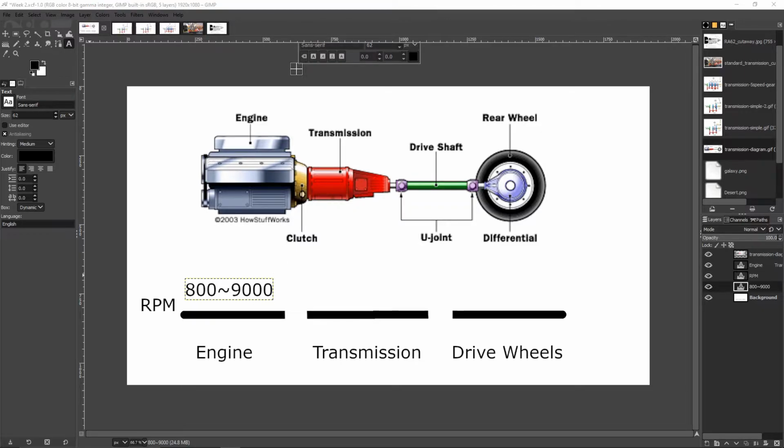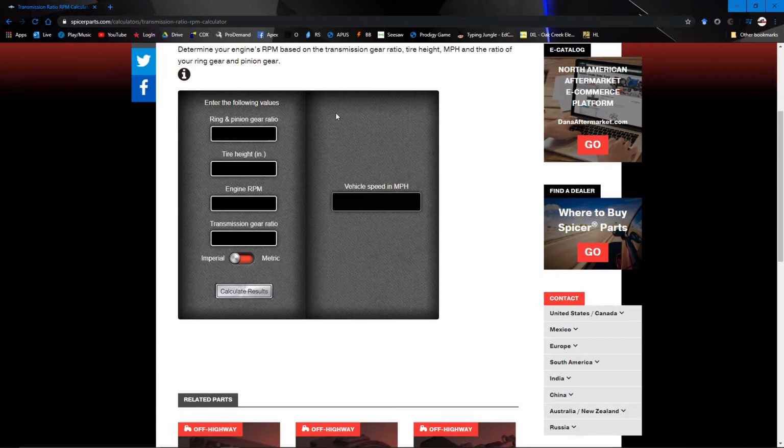So I found this. I think this is pretty cool. I'll put this right here. This is a calculator. So let's fill it in here. Ring and gear, ring and pinion gear. So that's your final drive, your rear differential. We'll just stick with the 3.73 because that's a nice common number. For tire height, let's figure you've got 18-inch wheels and there's a couple inches of rubber.